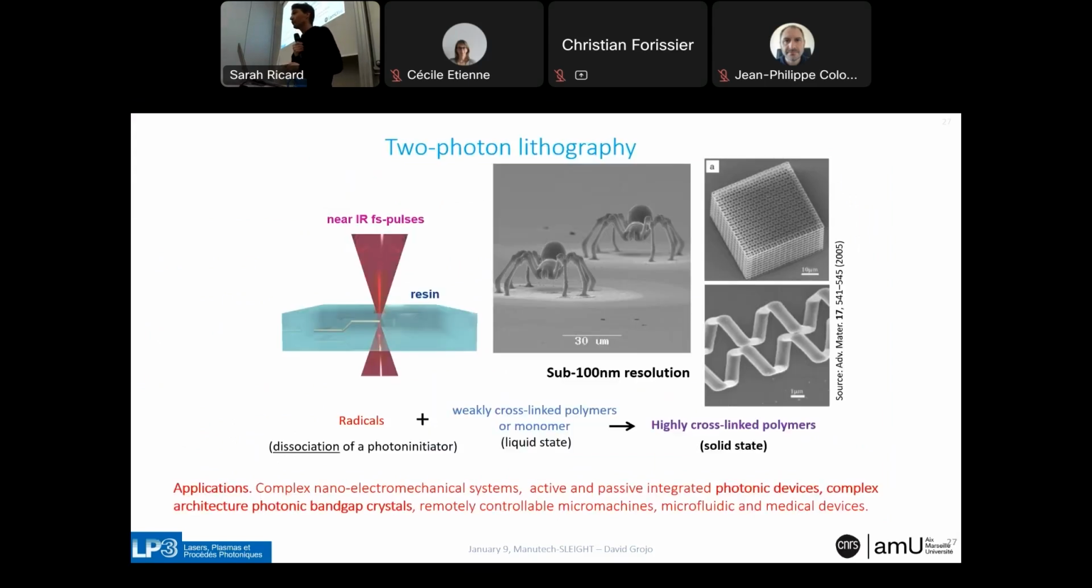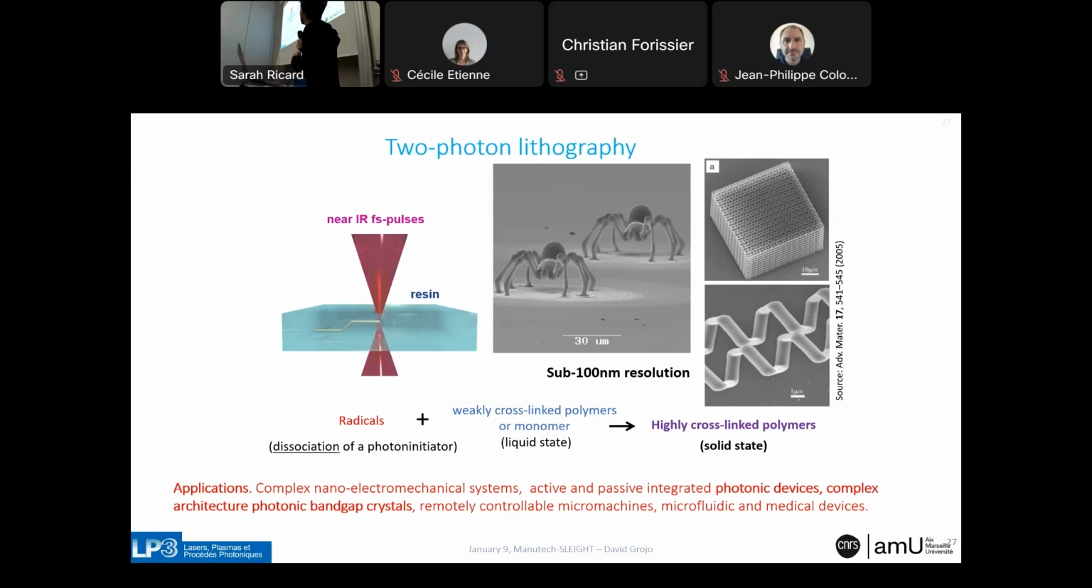So the first example in terms of technology I would like to emphasize is two-photon lithography. Same as lithography, if you repeatedly ionize a well-designed resin, you can photo-dissociate some initiator molecules that will create radicals reacting with liquid state monomers to create highly cross-linked solid state polymers. And this is the principle of 3D fabrication you can rely on.